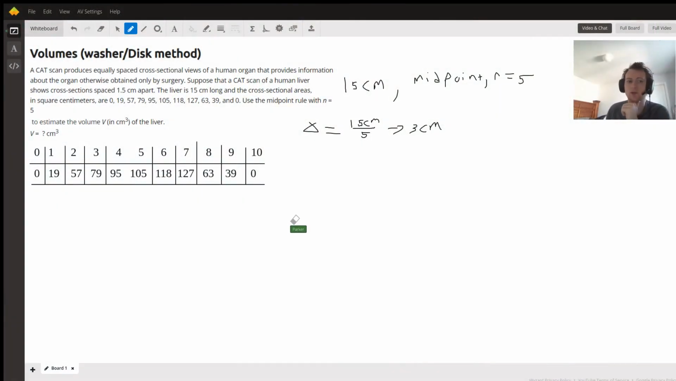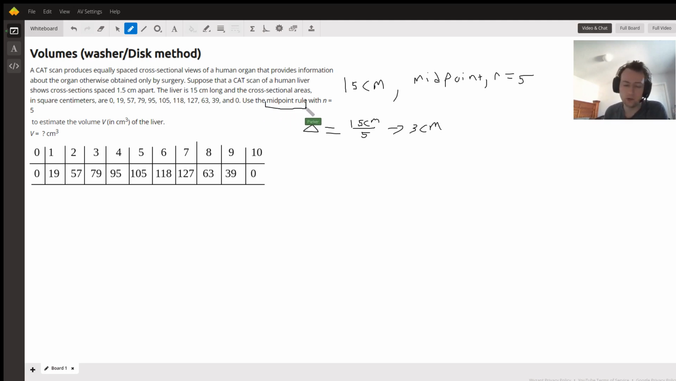I don't actually see this being the washer or disk method. This is asking a pretty normal calculus question in a very unusual way that requires you to decipher a lot of information in order to understand what it's actually asking you. This is a midpoint approximation.